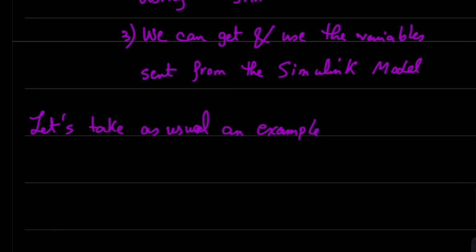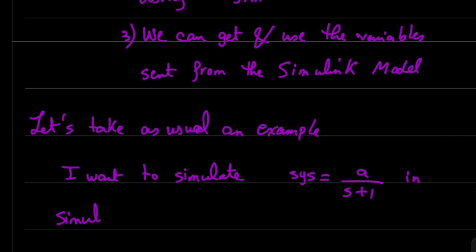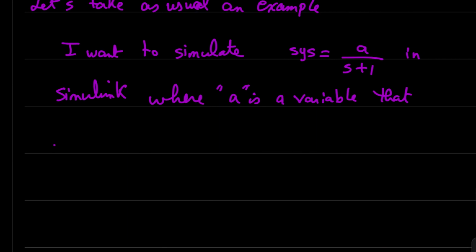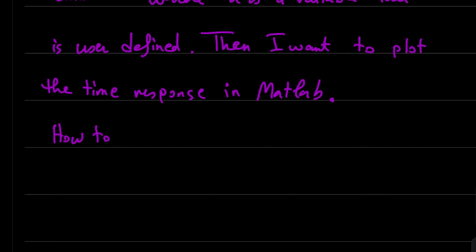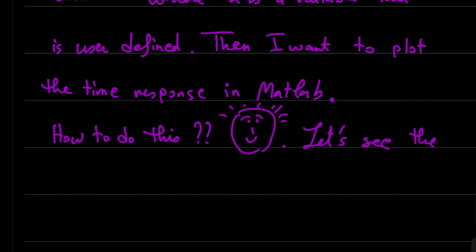So let us take, as usual, a small example. Here I want to simulate a first order transfer function a over s plus 1 in Simulink, and a is a variable that is user defined, so each time I can change this value. I want to plot the time response of this transfer function, obtained from Simulink, in Matlab. So how to do this? I will let you think a little bit. Okay, let us see the following tutorial.